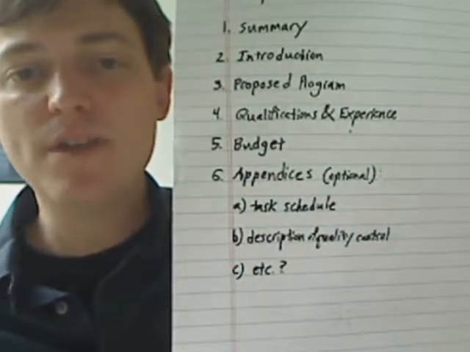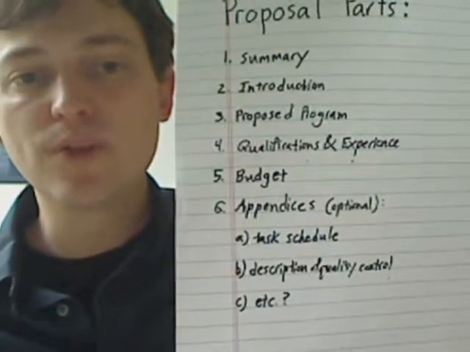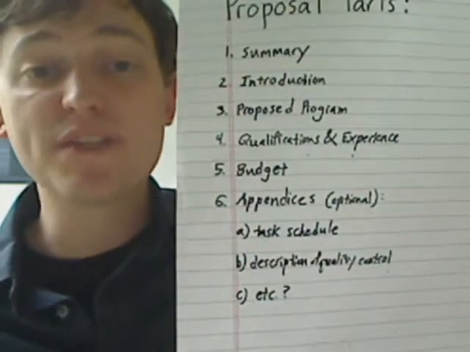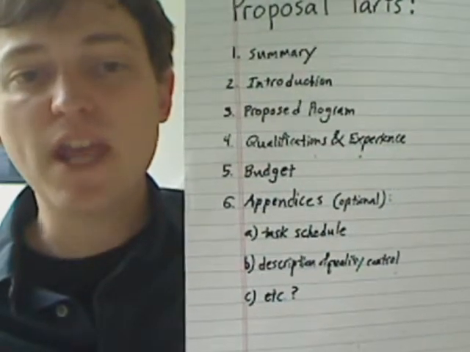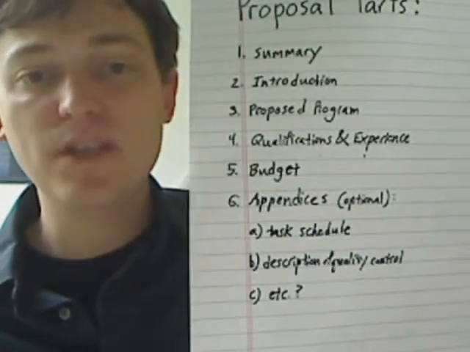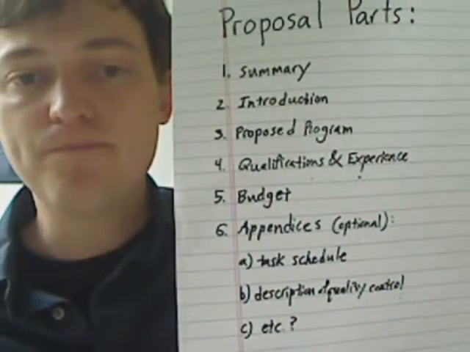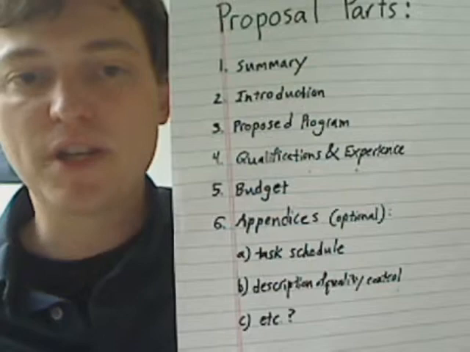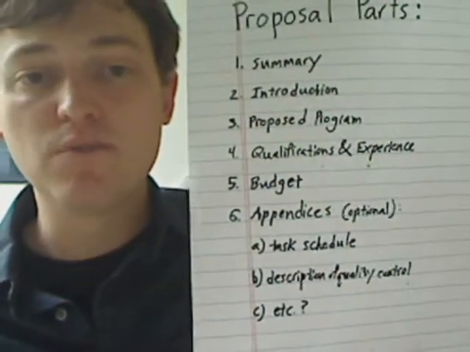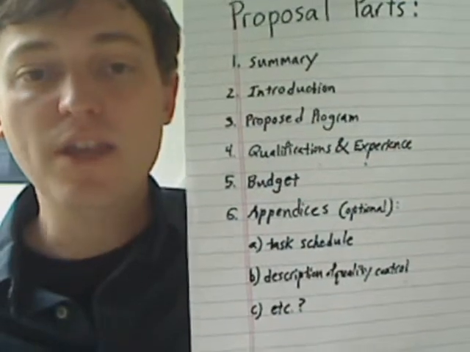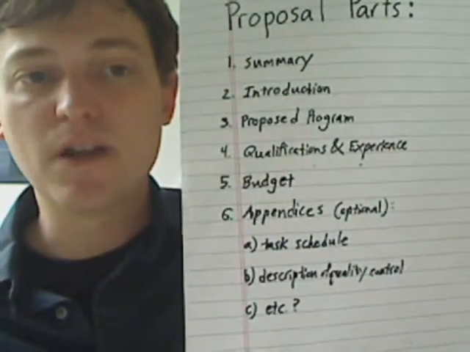The proposed program is the heart of the proposal. It's where you tell people, here's what we're going to do for you. And a lot of times you'll put a schedule there. Qualifications and experience establishes that, hey, we're the best people for the job based on these qualifications and experience we have. Next, budget. It's pretty self-explanatory. Budget's where you lay out your costs, both direct and indirect costs. And the next are possible appendices. And there's some options listed there.